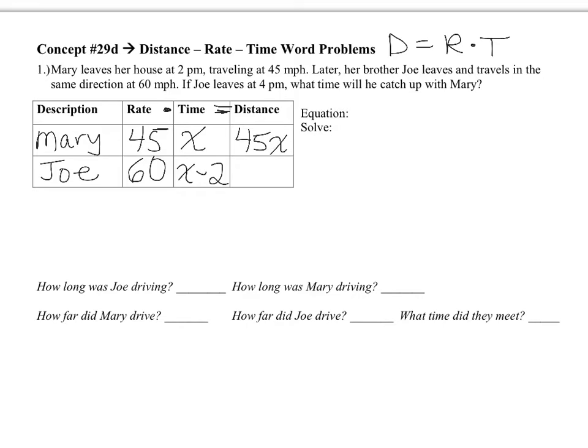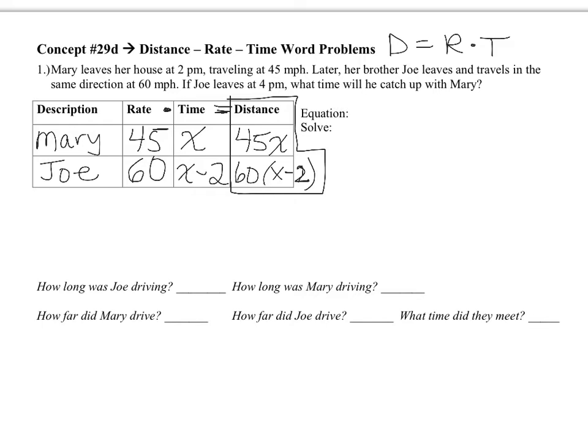All right, Joe's distance is going to be 60 times x minus 2. And so we're going to say 60, and the x minus 2 has to go in parentheses, or you can go ahead and distribute it and make it 60x minus 120. Okay, now that you have the chart filled out, this last column, the distance column, is going to be what's going to help us write our equation, okay? So no other part of the chart helps us write our equation, just the distance column. And you always get the distance column by doing the rate times the time.